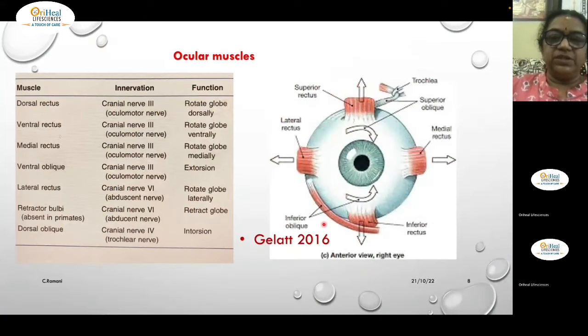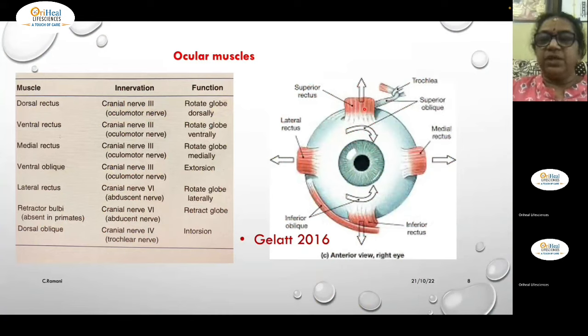So these are the ocular muscles. Basically, we have studied in class, and would have studied even in biology classes, that there are four straight muscles. One is the dorsal rectus or the superior rectus, then the ventral or the inferior rectus, then the medial rectus and the lateral rectus. So the rectus muscles or straight muscles, as per their terminology, push the eyeball up. Here it comes ventrally, medially and laterally.